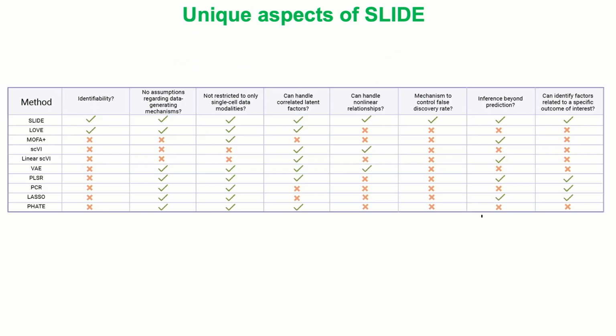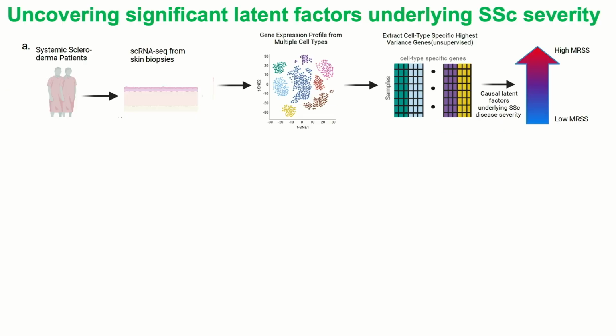So SLIDE has many unique aspects, including identifiability, no assumptions regarding data generating mechanisms. It's not restricted to any single cell or bulk data modality, can handle nonlinearity, correlated latent factors, FDR control, inference beyond prediction, and I'm comparing it to other methods in this space, including variational autoencoders, partial least squares, principal components, lasso, and so on. So now let's actually look at what we did with this method.